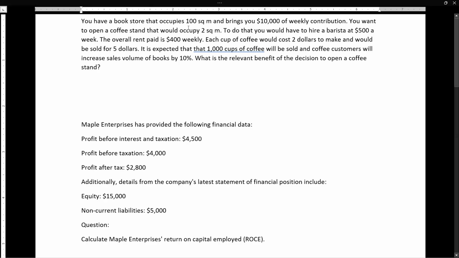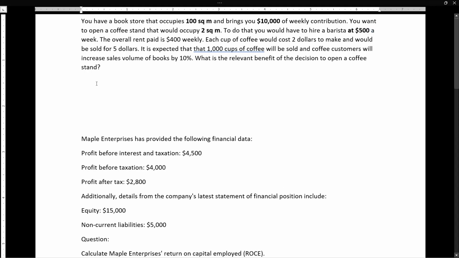We have a bookstore that occupies 100 square meters and brings about 10,000 of weekly contribution. You want to open a coffee stand that would occupy 2 square meters. To do that, you would have to hire a barista at $500 a week. So, hiring a barista is this extra cost. That is something that is experienced because of the decision to open a coffee stand. So, the barista's pay would be a relevant cost.